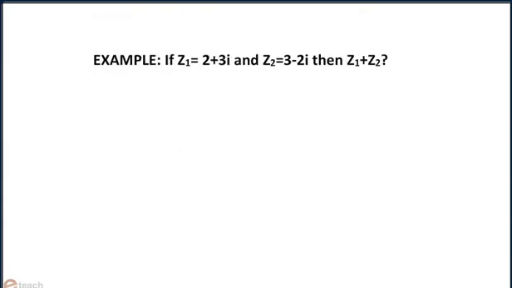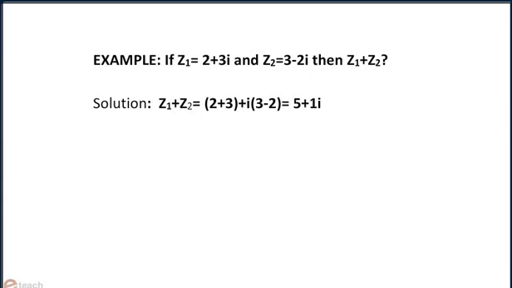Let us take an example. If z1 equals 2 plus 3 iota and z2 equals 3 minus 2 iota, then find z1 plus z2. Note the solution. z1 plus z2 equals 2 plus 3 plus iota times 3 minus 2, which is equal to 5 plus 1 times iota, or 5 plus iota.